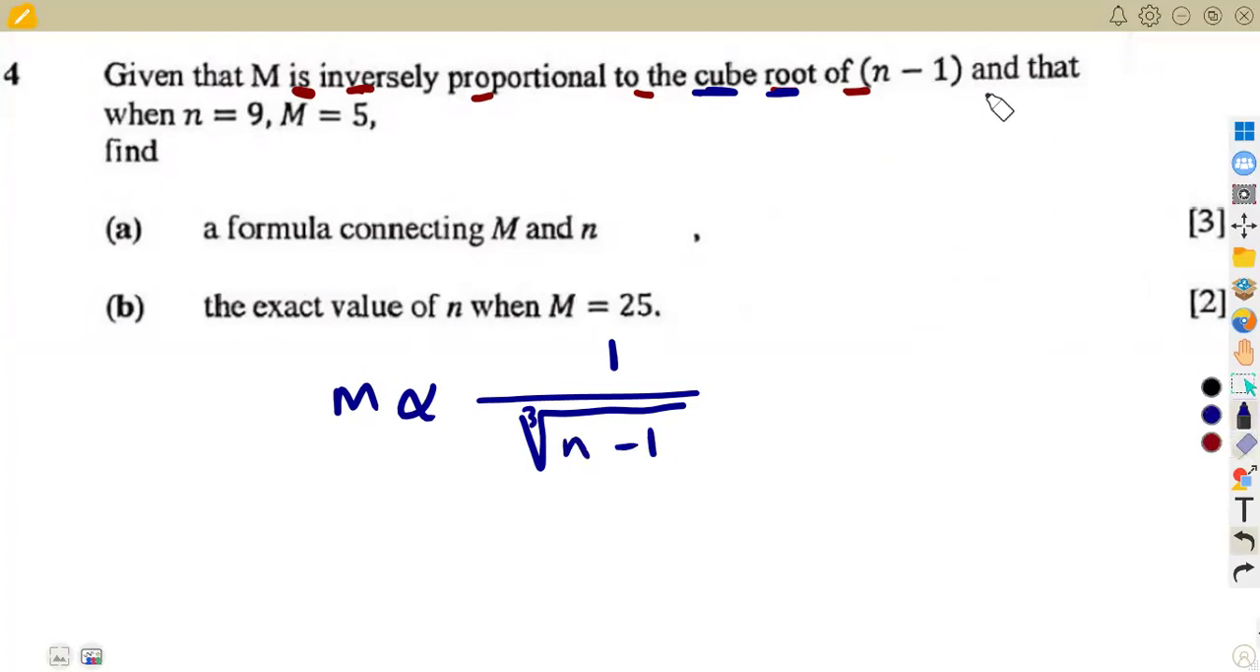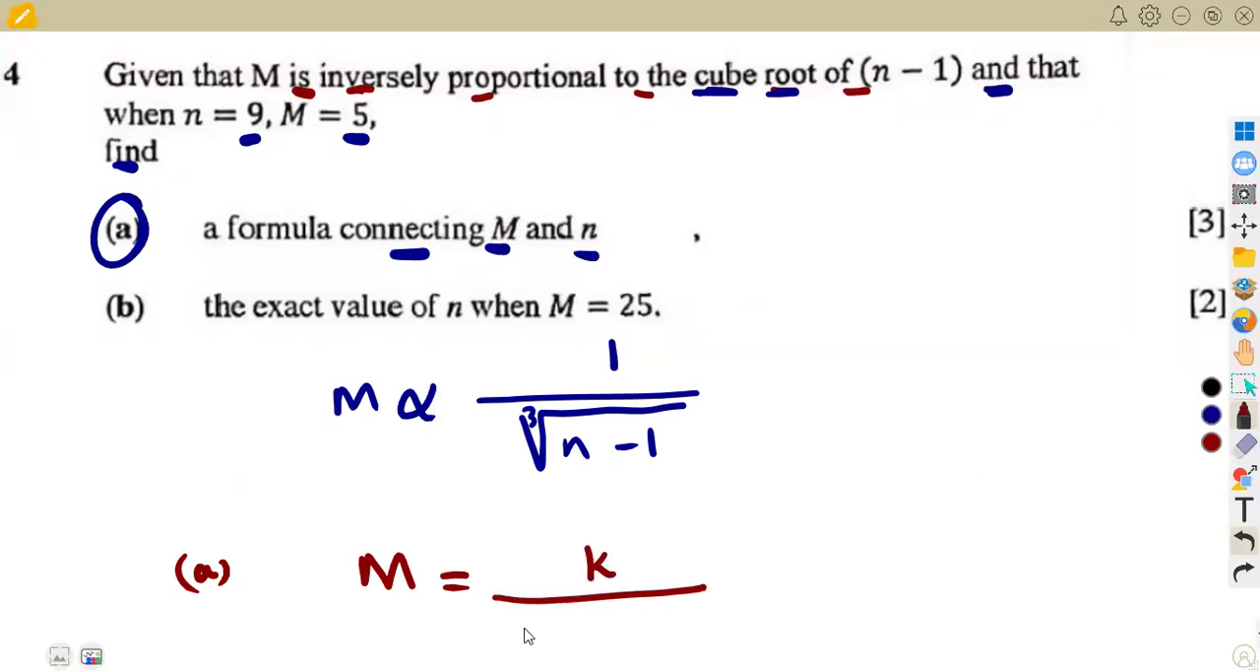So the question is that we are given that when n is equal to 9, m must be equal to 5. A, find a formula connecting m and n. A formula that is going to connect m and n is supposed to be taken from the values of m and n that you're given. The first thing, we introduce the equal sign and the constant, just like in O-level mathematics. So m is equal to k over the cube root of n minus 1.